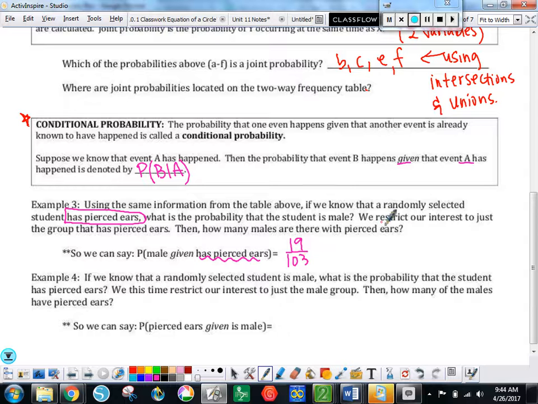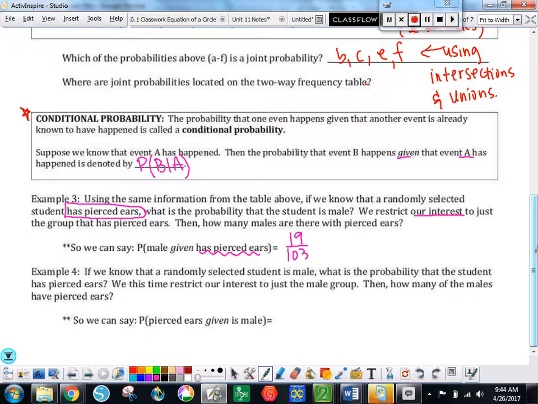We're restricting our interest to just the one group, just the piercing, and then we look at the males. Let's do that again. If we know that the randomly selected student is male, what category am I looking at? Just the male category. What is the probability that that student has pierced ears? Instead of looking at all of the piercings and then the men, I'm looking at all of the males and then seeing how many of the males have piercings. So how many males were in this study? Okay, and out of those 90, what's the 19 and 90?